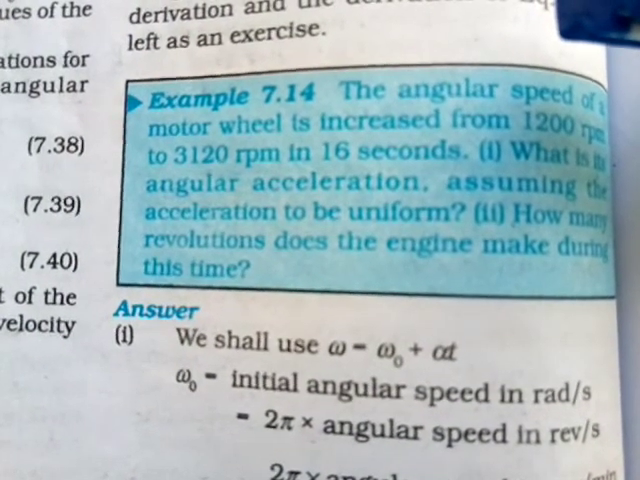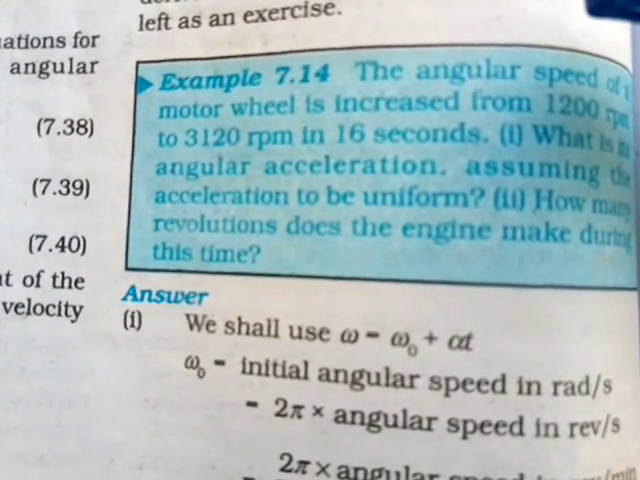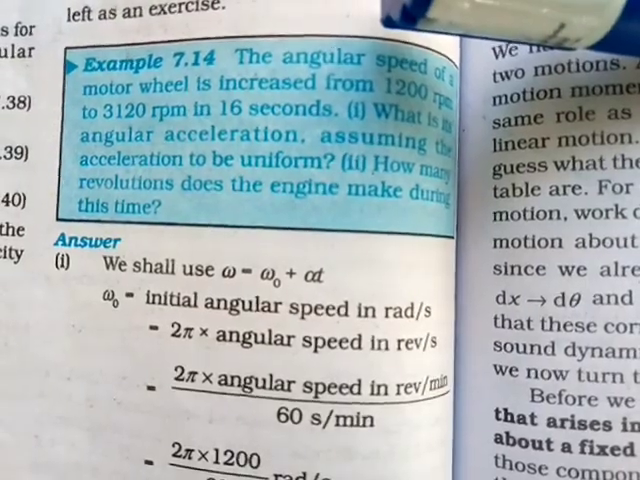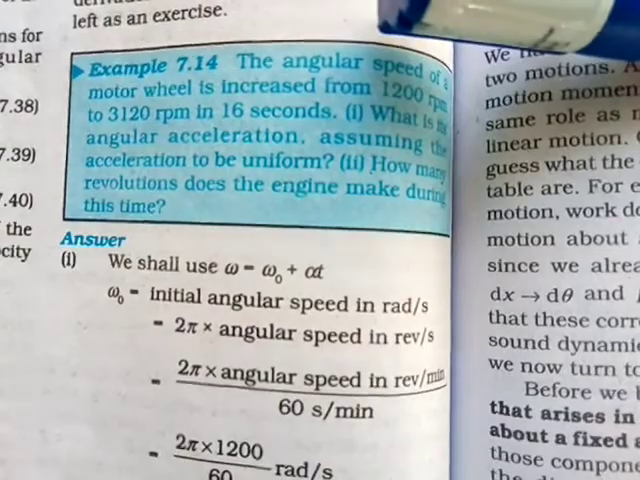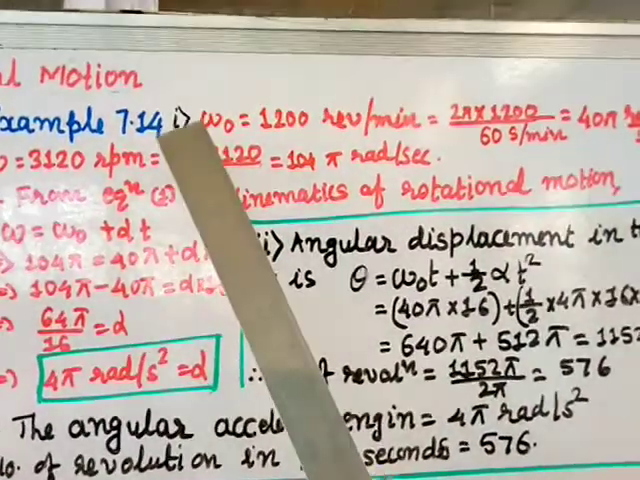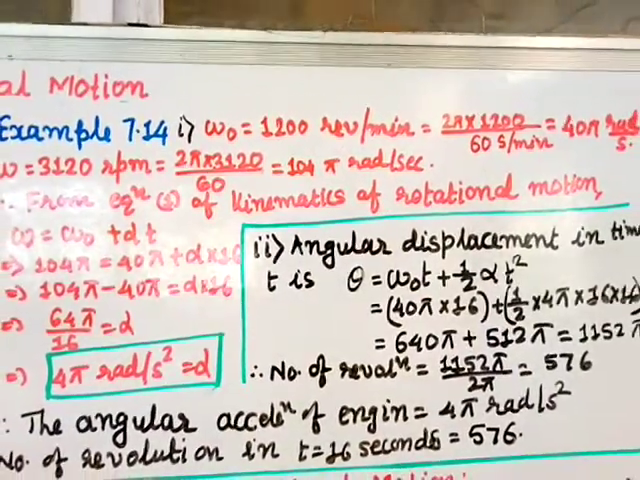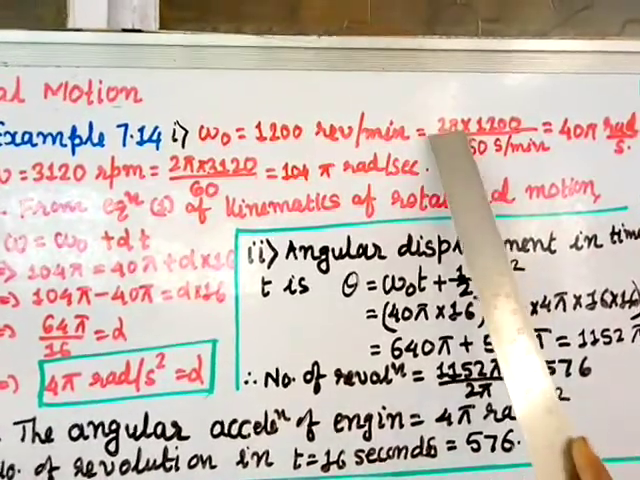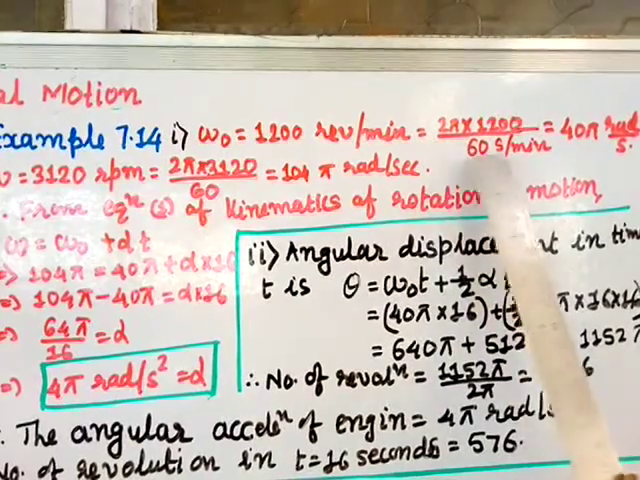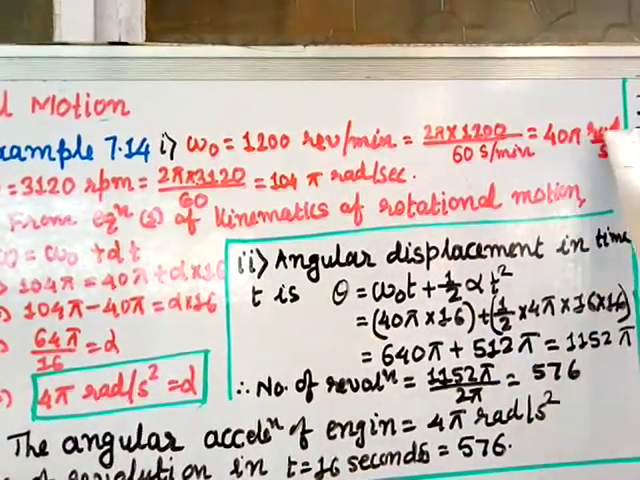Here they have given us the angular speed in RPM. RPM means revolution per minute. So first we shall convert it into radian per second. For the first part, the initial angular velocity omega naught equals 1200 revolution per minute. I'll convert into radian per second, so I'll multiply by 2 pi and divide by 60 seconds per minute. When you simplify, you get 40 pi radian per second.